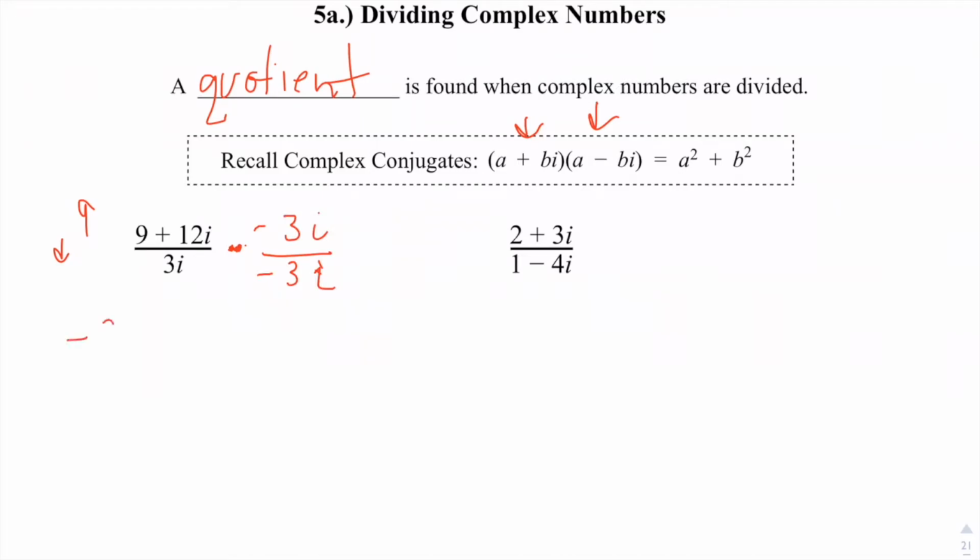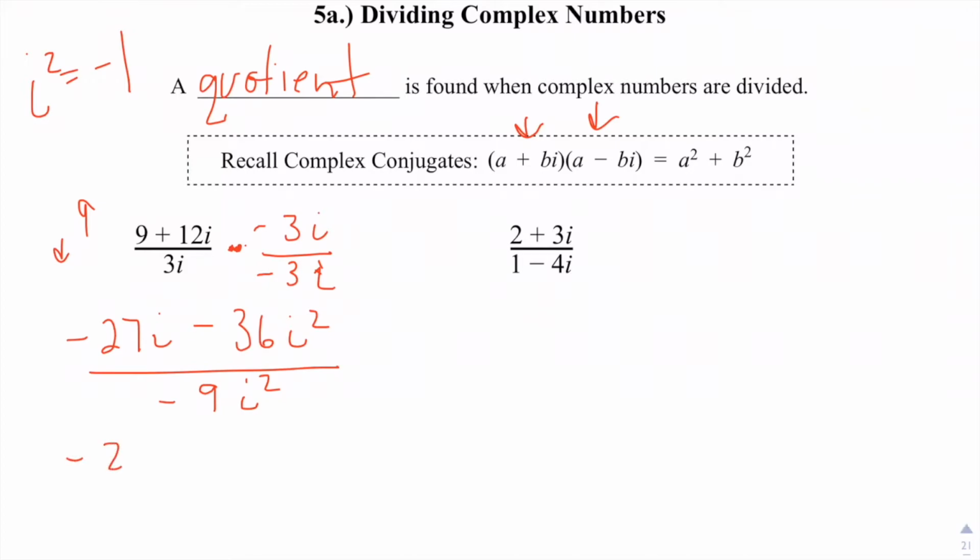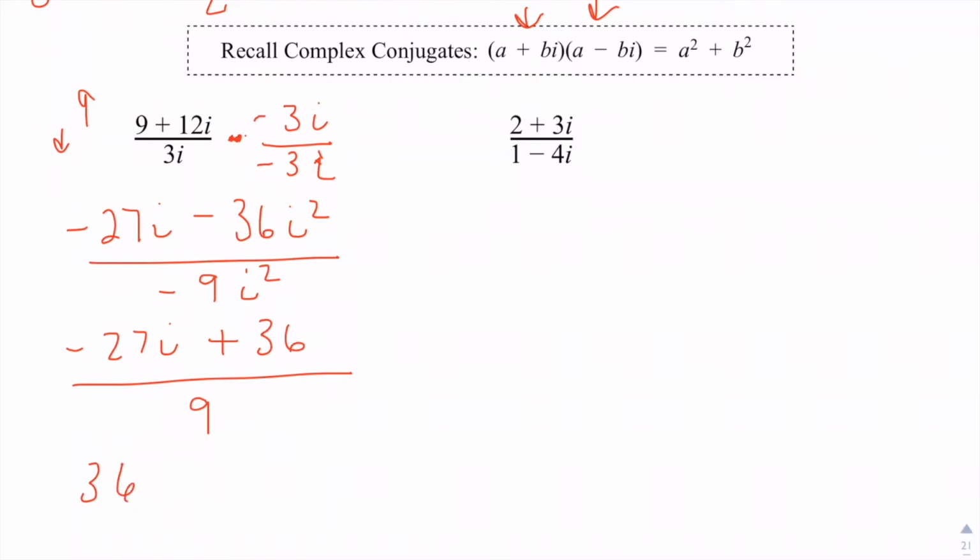This gives us negative 27i minus 36i squared over negative 9i squared. And we know from previous lessons that i squared is equal to negative 1. So we can simplify to negative 27i plus 36 over positive 9. And then when we rearrange using the commutative property, we get 36 over 9 minus 27 over 9i, which simplifies to 4 minus 3i.